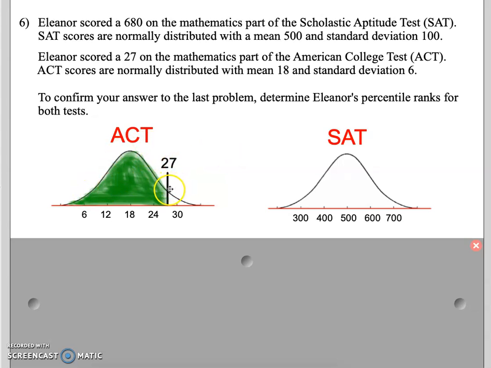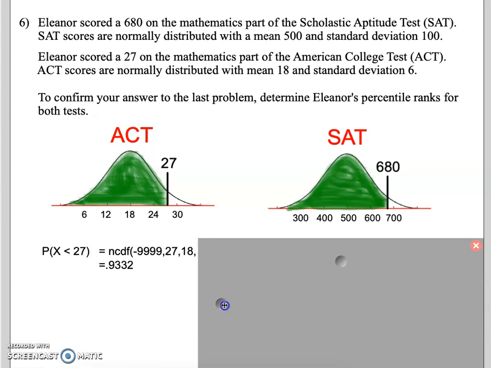So I'm going to mark that down as a 27, area shaded to the left. SAT, she scored a 680. That would be that shaded region. In both cases, I'm given scores and want to find a percent. That is a normal cumulative density function calculation. On the left-hand side, for the ACT, negative infinity, large number on my calculator, up to 27, mean, standard deviation.